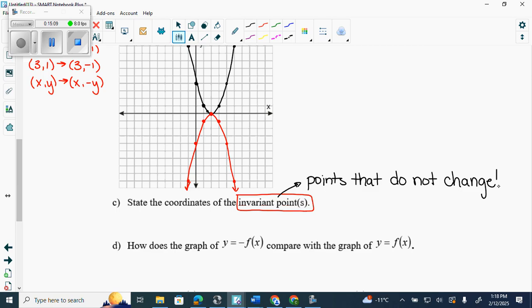So on this graph, what's the only coordinate that did not change? Yeah, the 2, 0, right? The 2, 0 is the only one that did not change. Guys, why didn't it change?